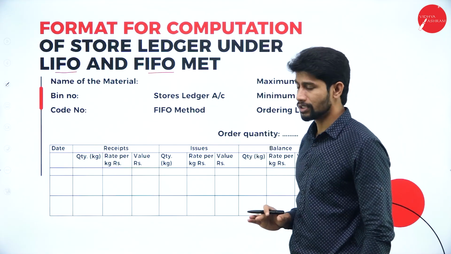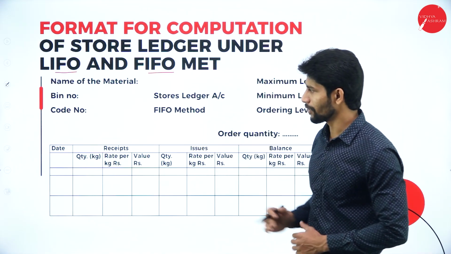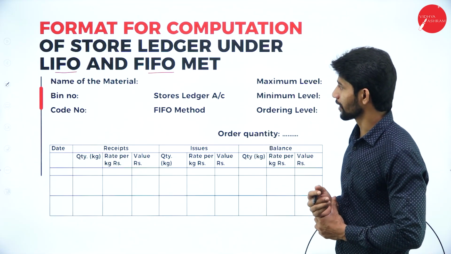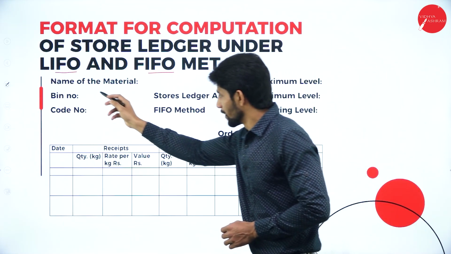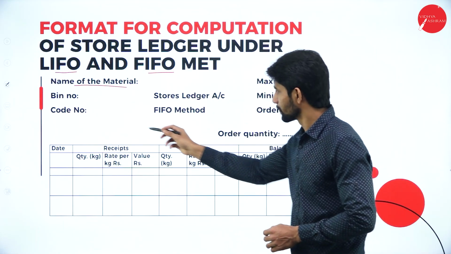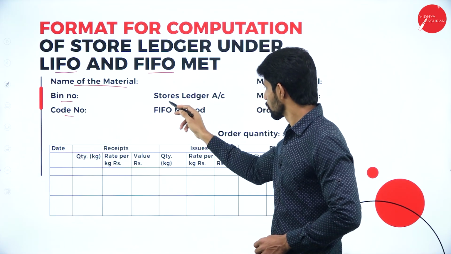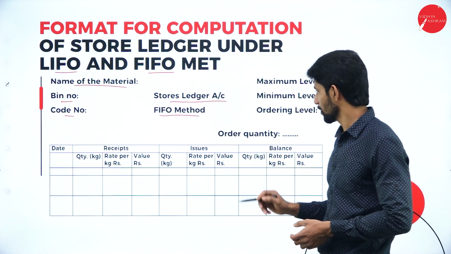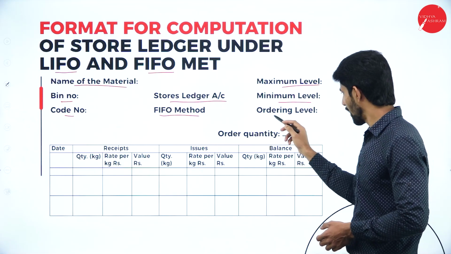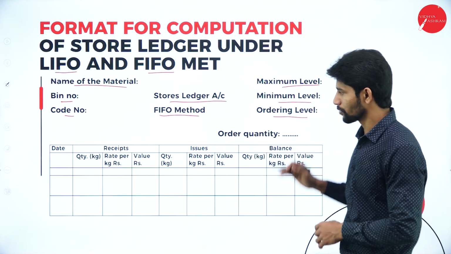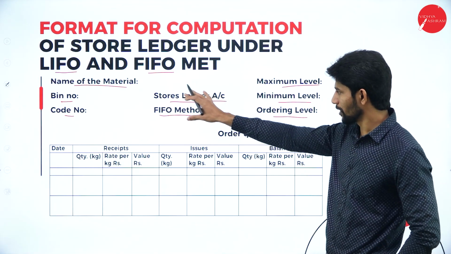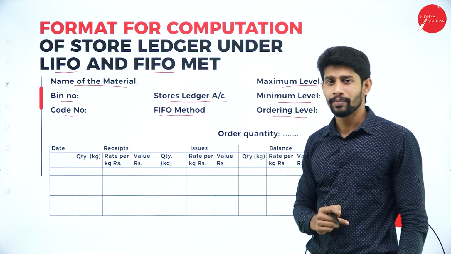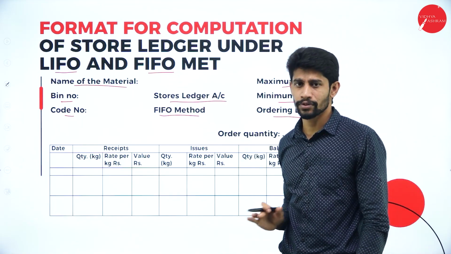To compute the problem and maintain the store ledger, this is the format we are supposed to follow. The format for computation of store ledger under LIFO and FIFO method: name of material and bin number, code number, store ledger account, and whether we are preparing with the FIFO method or LIFO method, that you are supposed to mention. Maximum level, minimum level and ordering level, that also we are supposed to write down. But in the exam, they will not give the maximum level, minimum level and all. They will just ask you to prepare the store ledger under FIFO method or LIFO method. But this format we are supposed to write.